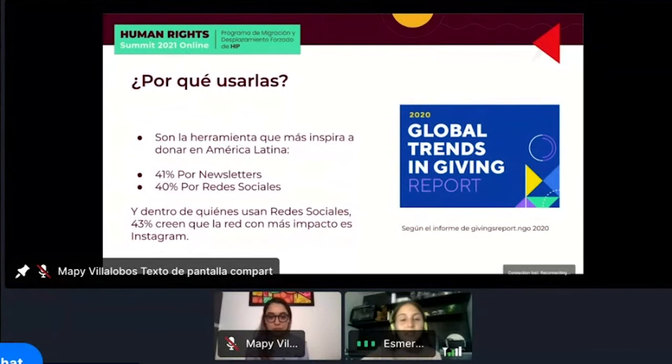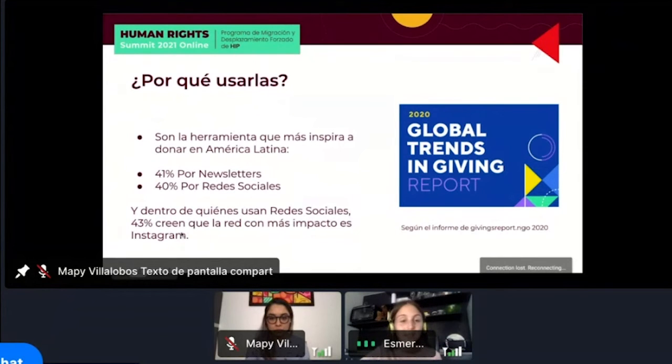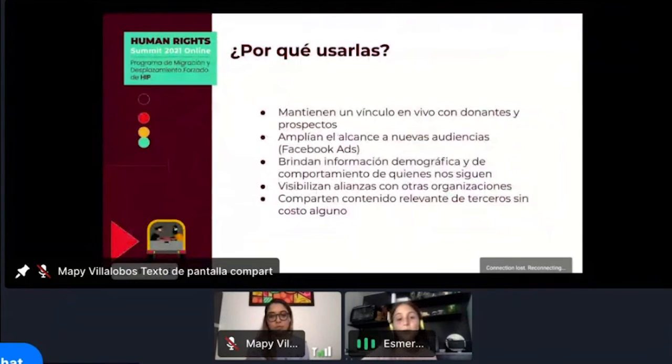43% of people believe that the most relevant network is Instagram. There's a lot of impact there. So we try to have information broken down depending on the country of origin. And we try to address certain topics, like why do people mistrust social networks and those kinds of questions. In this report, you can find all of that information. Why use social media? Definitely nowadays, social media is such a relevant tool.